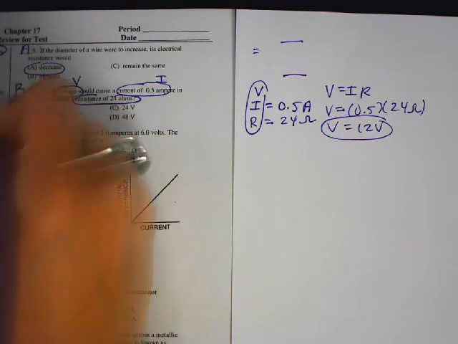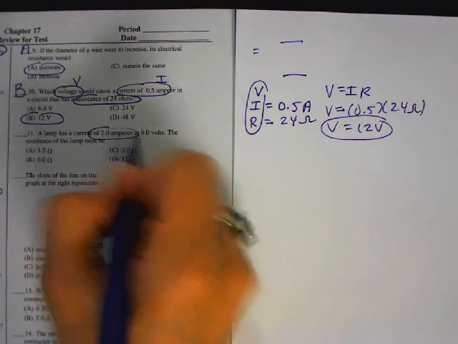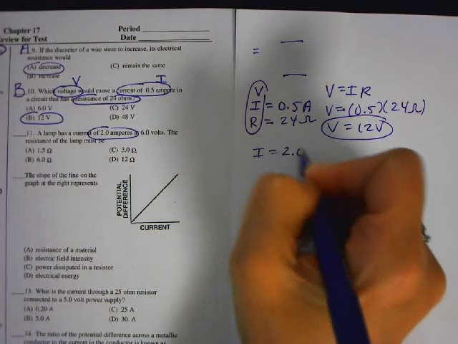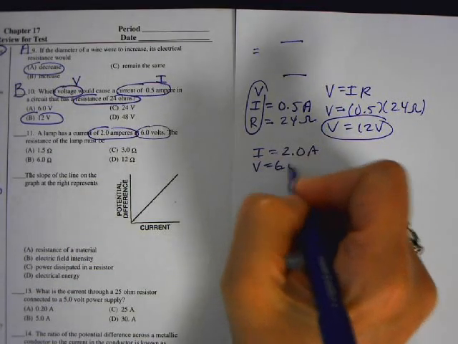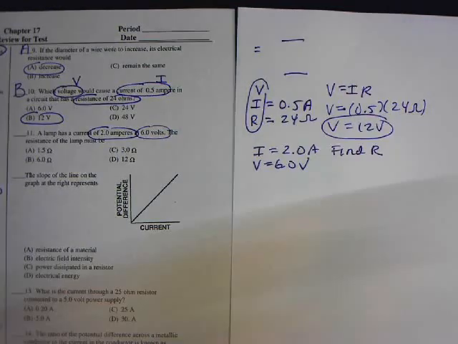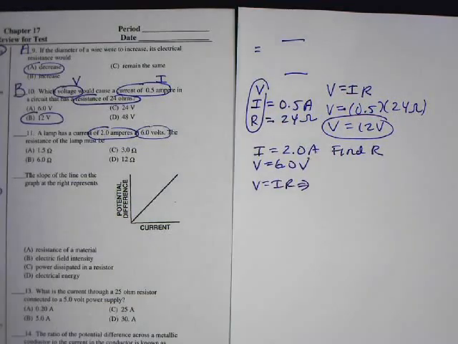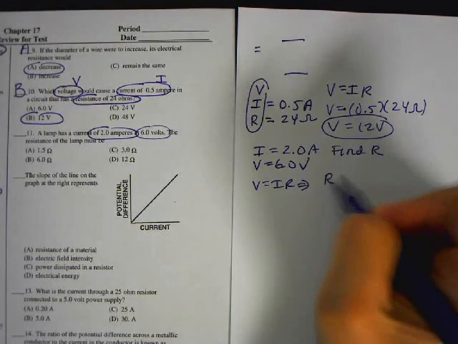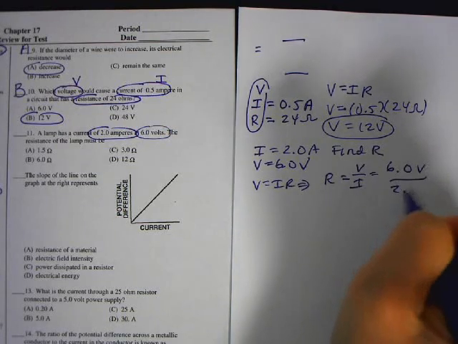Number 11, a lamp has a current, so I is equal to 2 amps, at 6 volts. The resistance, so V is equal to IR. And I know a lot of times with 3 variables, we just want to do this in our head, so we're going to rearrange the equation to solve for the unknown in terms of the known. So R is equal to V over I, which is 6 divided by 2, which would be 3.